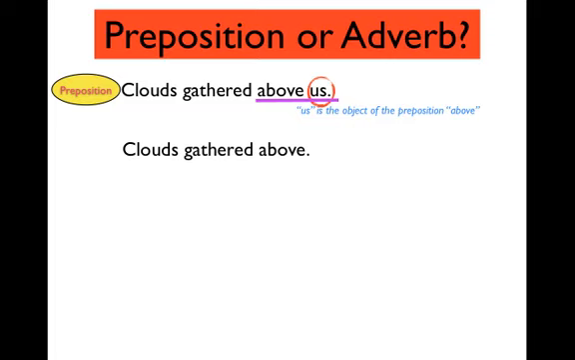Clouds gathered above. In this sentence, we have the word above, but it's not a preposition because there is no object. There's no above what or above whom. There's no object, and that's why it's just an adverb because it describes the verb gathered.